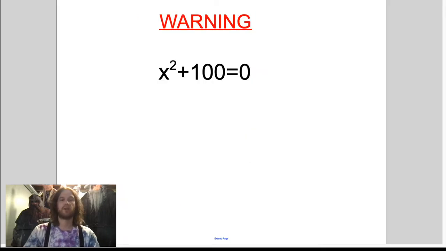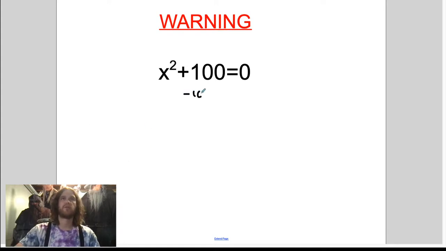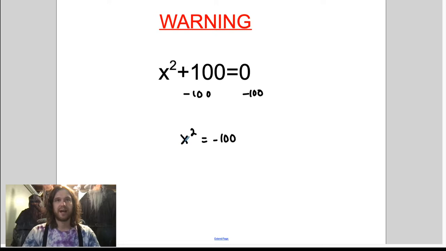All right, I do want to offer a little bit of a warning here. x squared plus 100. Let's go ahead and solve this. I'm going to subtract 100 from each side. What we end up with is x squared is equal to negative 100. Before you write plus or minus 10, what number times itself is equal to negative 100? 10 times 10 is positive 100, and negative 10 times negative 10 is also positive 100.